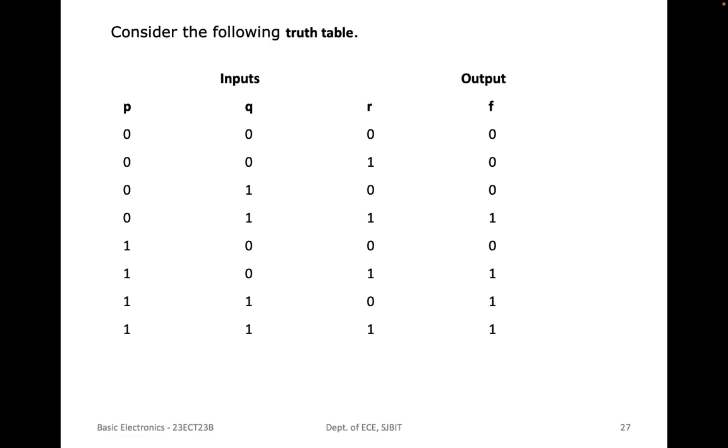This is the canonical POS form of output. We can also represent this function in the following two notations. In one equation, we represent the function as a product of the respective max terms. In the other equation, we use the symbol for multiplication of those max terms.